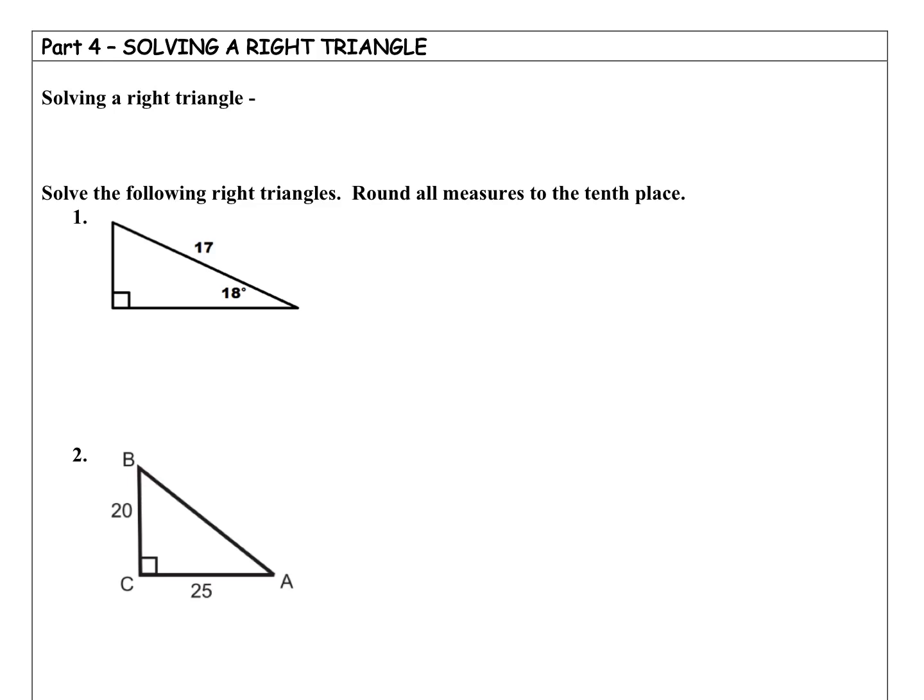So when we say solve a right triangle, what that means is you need to find absolutely everything that's missing. So if there's any missing sides or any missing angles, you need to find them all.